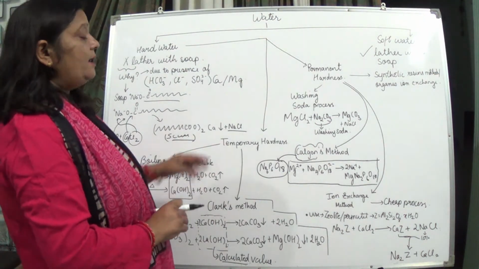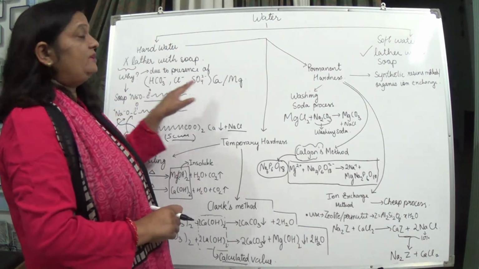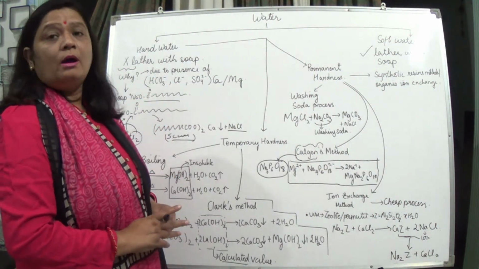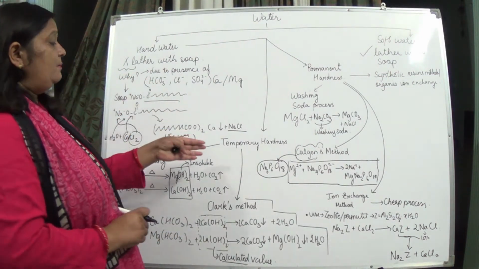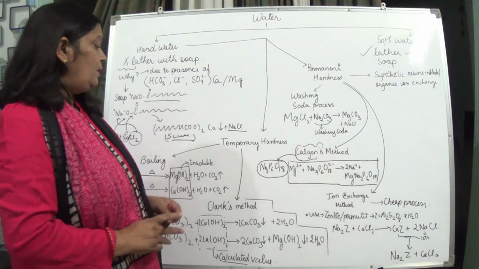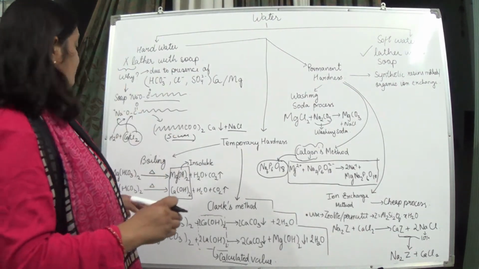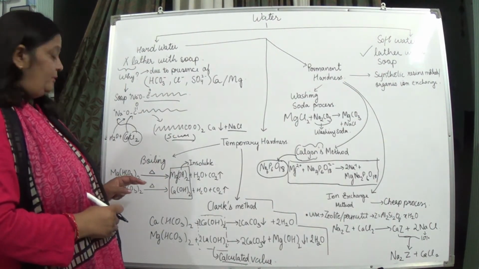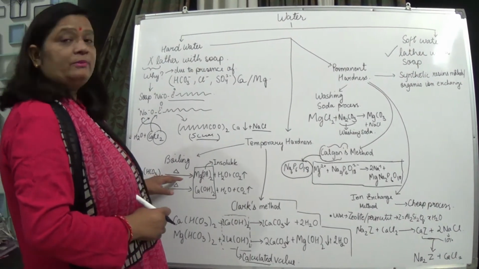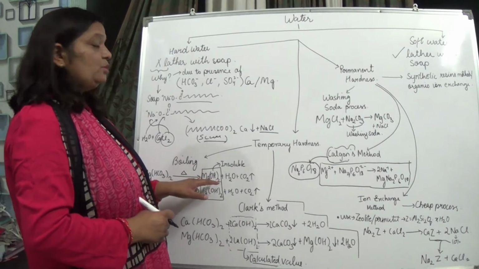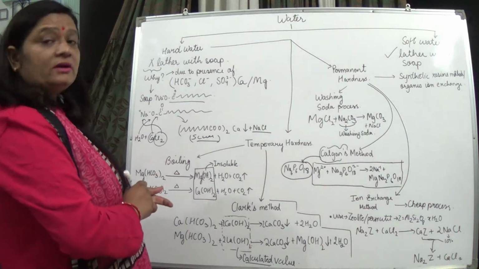Temporary hardness is because of the bicarbonates of calcium and magnesium present in the water. The name itself suggests it is temporary, so it can be removed by a simple boiling process. What happens when we boil magnesium hydrogen carbonate? It gives Mg(OH)2, that is magnesium hydroxide, plus water plus carbon dioxide.